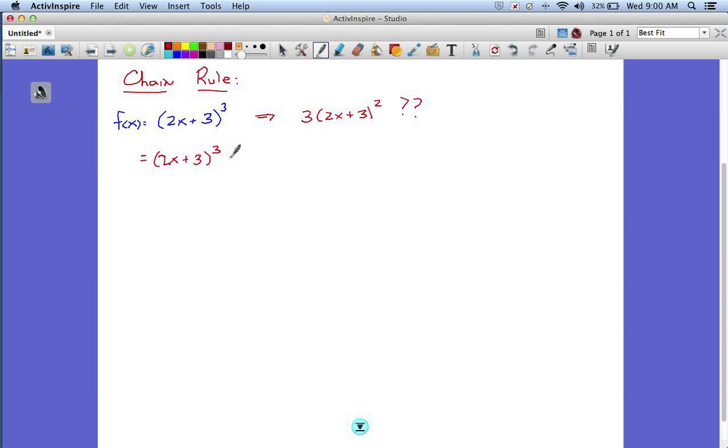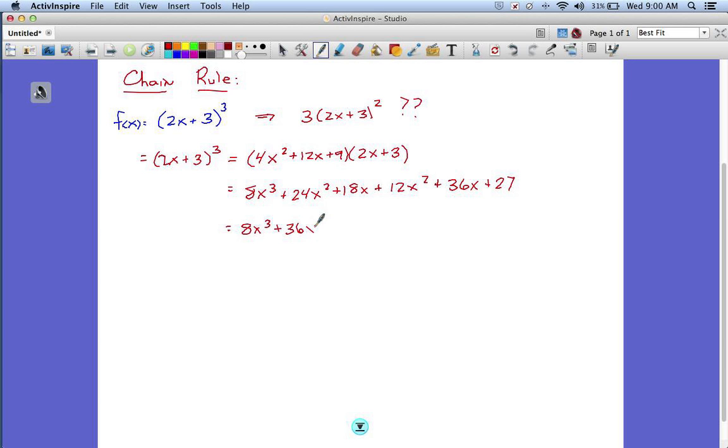2x plus 3 cubed is really, let's multiply this all out. That's 4x squared plus 12x plus 9. That's 2x plus 3 squared, so I need another 2x plus 3 here. That gives me 8x cubed, I got a 24x squared, I got an 18x. Now distribute the 3. I got a 12x squared, a 36x, and a 27. Well, that's 8x cubed. There's 36 total x squareds, there's 54 total x's, and a 27.